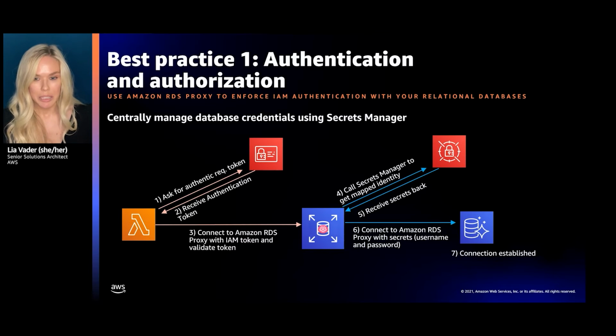Another option for your Lambda function to connect to Aurora is to use RDS Proxy. RDS Proxy offers connection pooling, but it also allows you to enforce IAM authentication to the database, even if that database is using native password authentication. And we really recommend you use these security features instead of managing database credentials in your application code. And then RDS Proxy will use Secrets Manager to get credentials to the database.